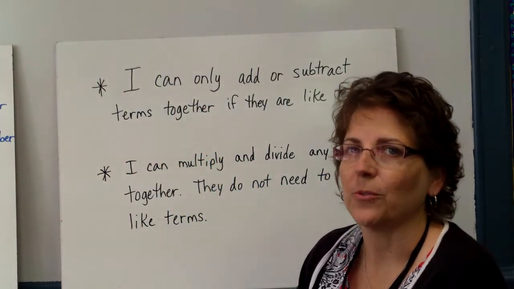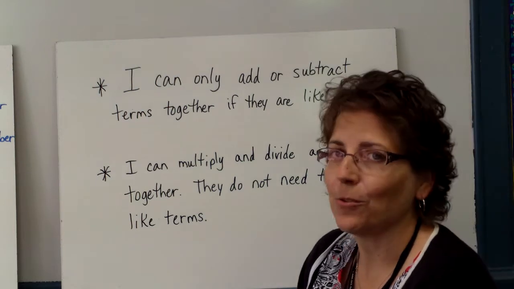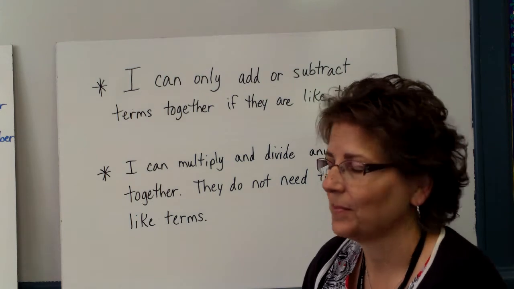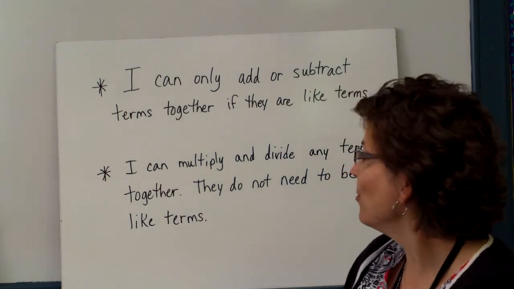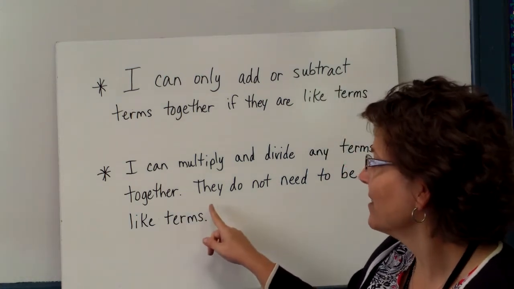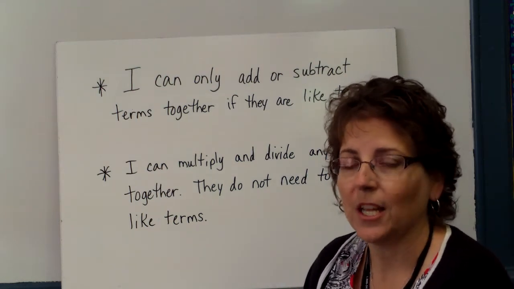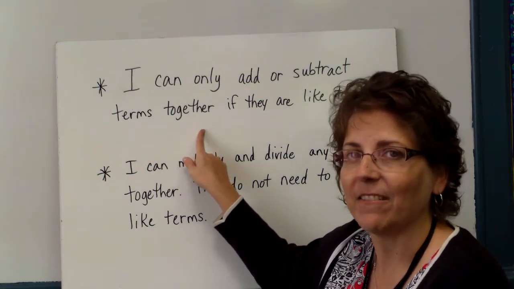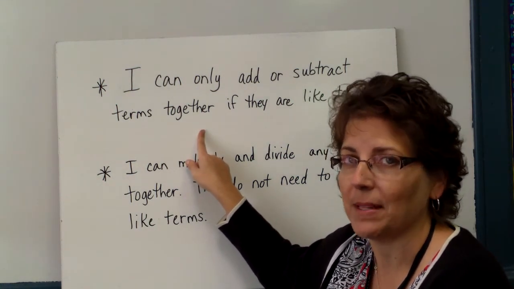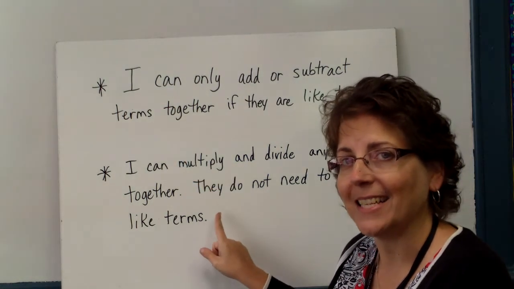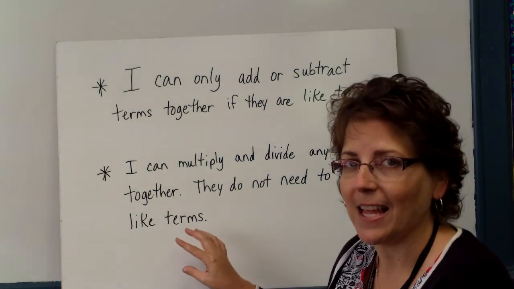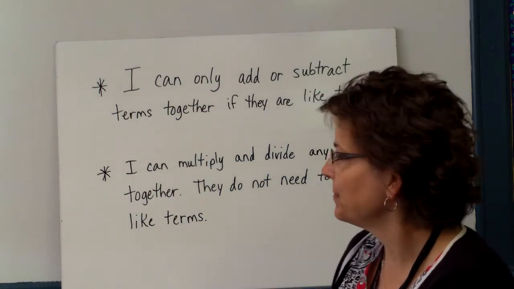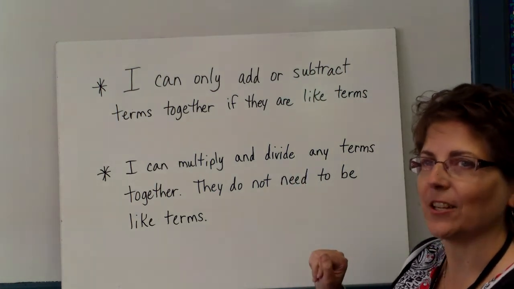Here are 2 important things you need to remember. I can only add or subtract terms together if they are like terms. I can multiply or divide any terms together. They do not need to be like terms. So you need to make sure you remember the difference between this. Adding and subtracting, they have to be like terms to be able to combine them and simplify. But multiplying and dividing, you can combine them. There's a way to multiply through even if they are not like terms. Make sure you get both of these down on your notes.